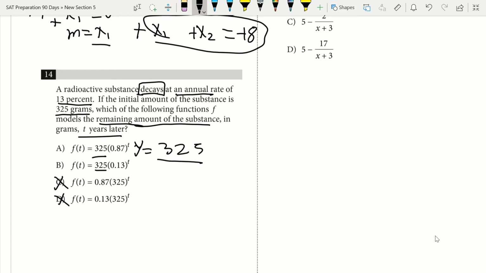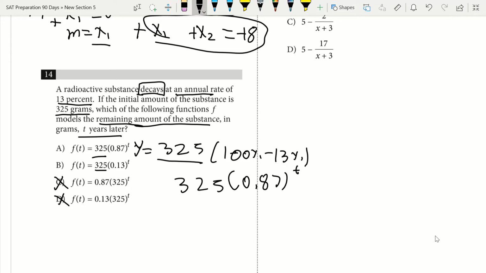It always comes first. Next thing we're going to do is multiply by however much we're going to have left. So we see that we're decaying at a rate of 13%. So we have 100% is what it would normally be, but we have minus 13%, right? So that's going to be 0.87. That's how much we're going to have left if there was 1 year, raised to the power of t, t being how many years.